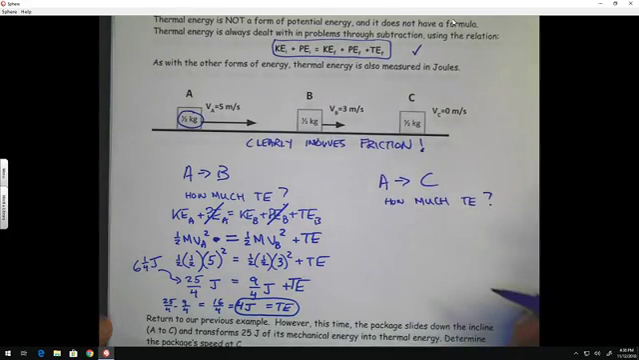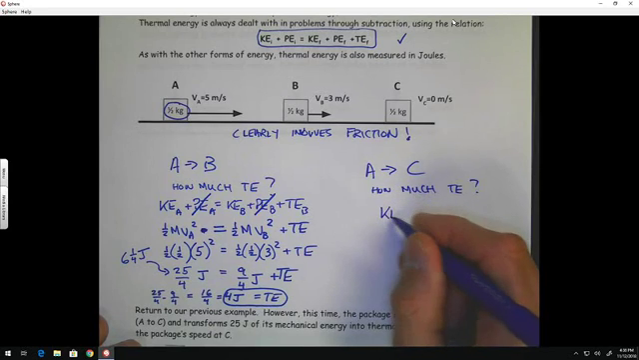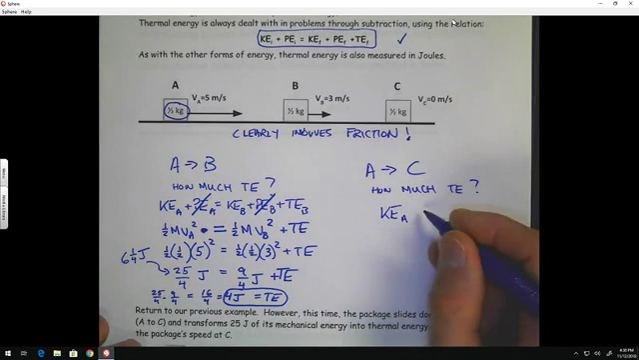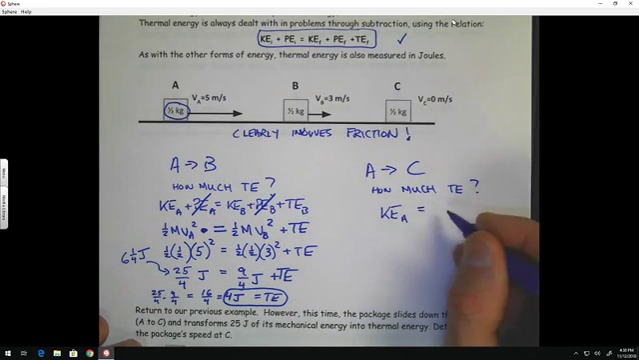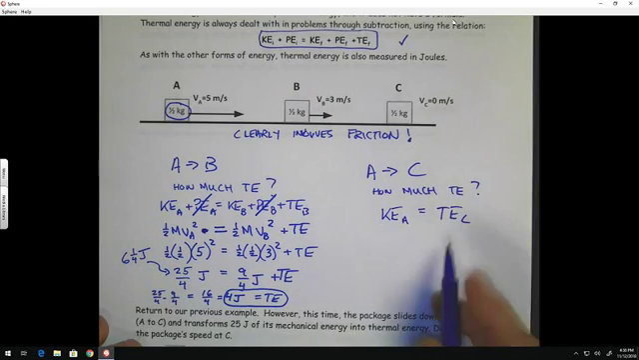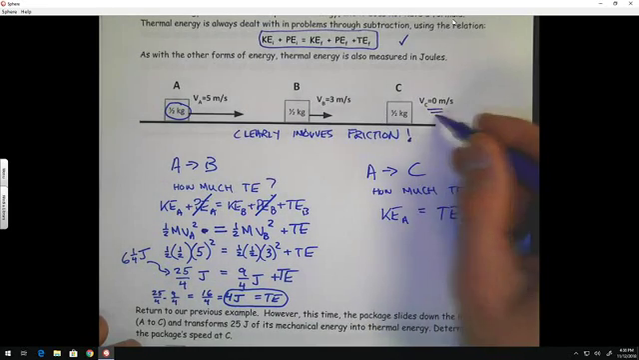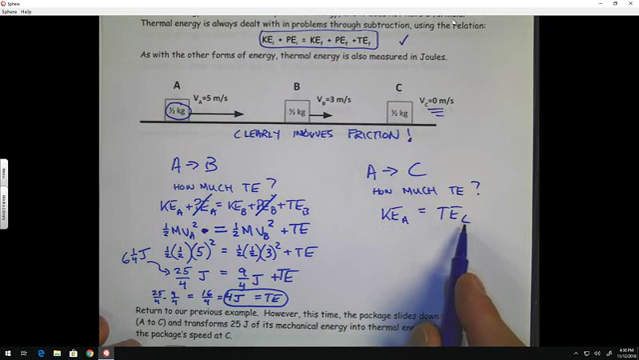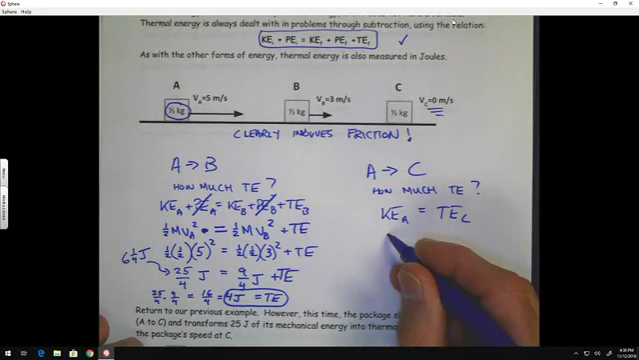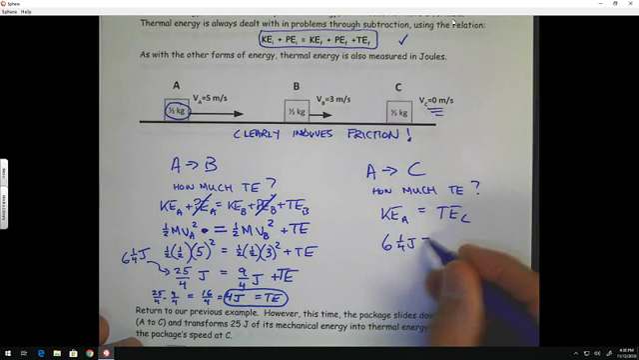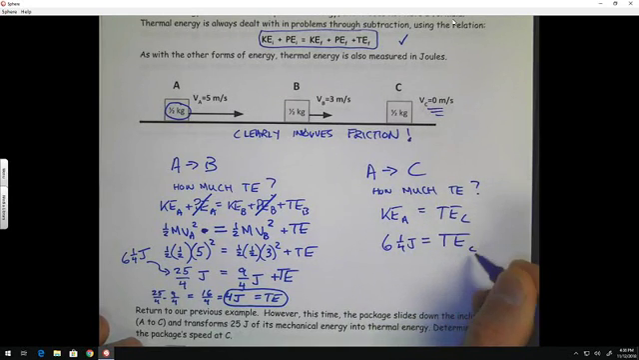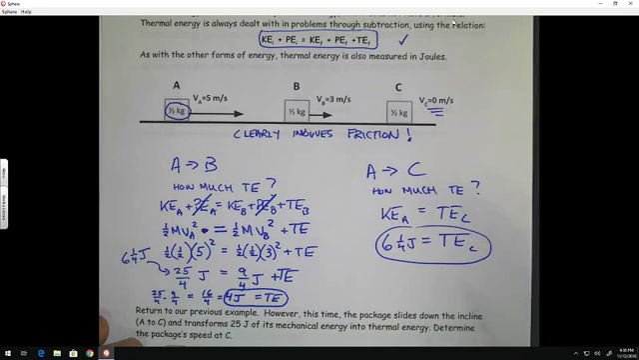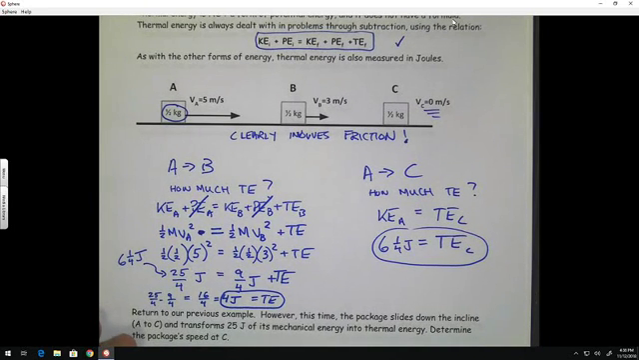I'm going to take a shortcut here, and I'm simply going to write the kinetic energy at A is equal to the thermal energy at C, because the object has stopped moving at C. And so all the kinetic energy at A is going to be thermal energy by the time it gets to C. And so in this case, my 6 1/4 joules is simply going to be my thermal energy. And that would be it.